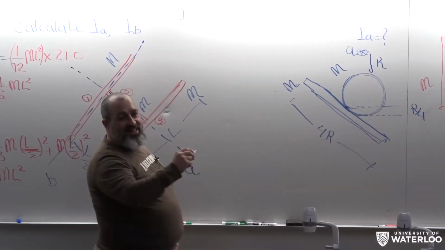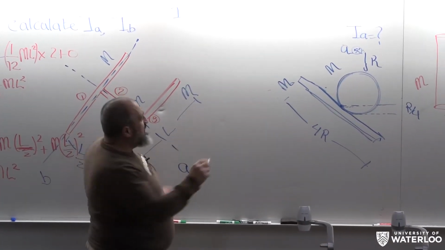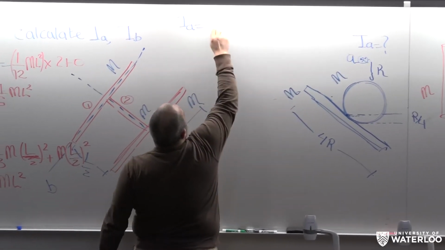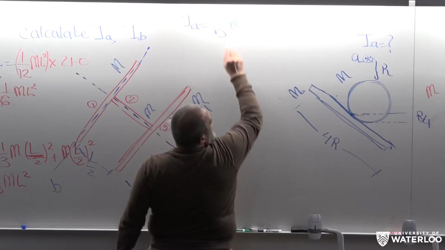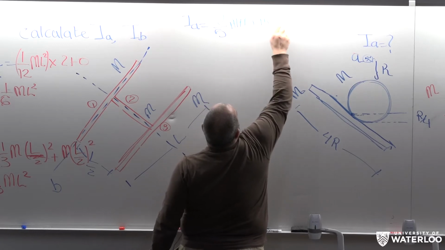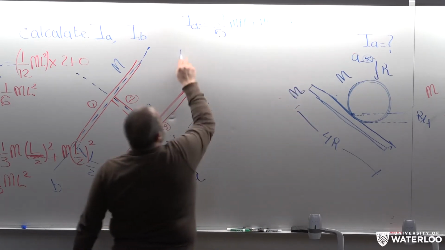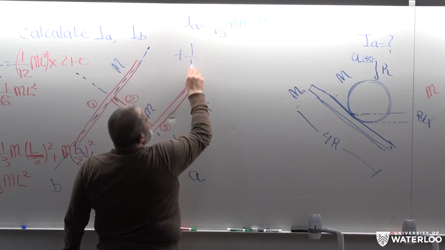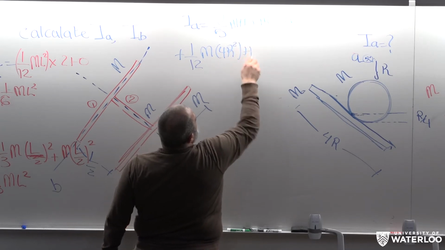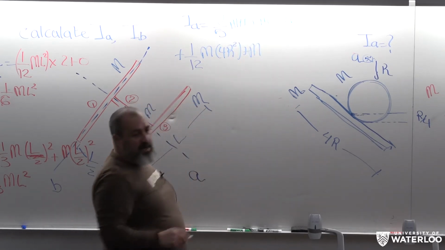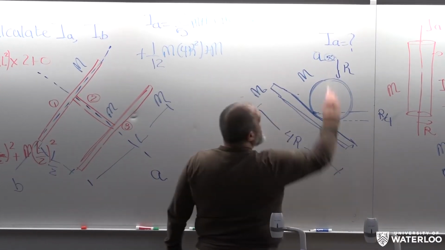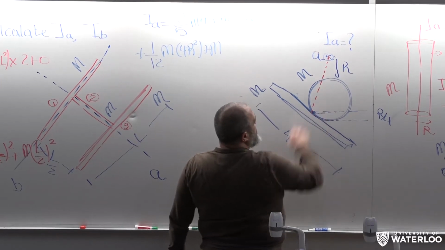So I about A is the following: 2/5 m r squared, where m is m and r is r, plus m times 2r all squared. That's for the sphere. Plus for the bar, 1/12 times m times L, 4r all squared, plus m times the d squared term. What is d squared? That's what we have to figure out. The only tough part of this problem is figuring out this d. You get this d, you've got the problem.